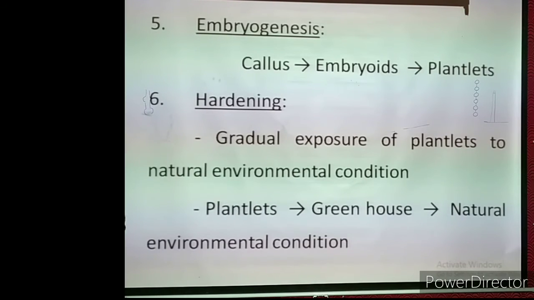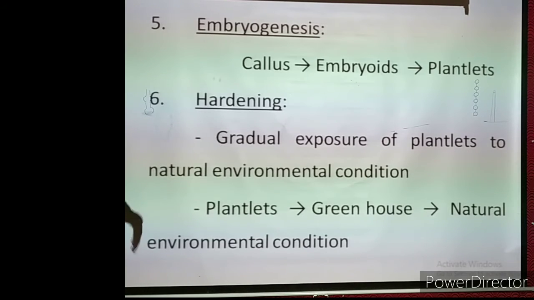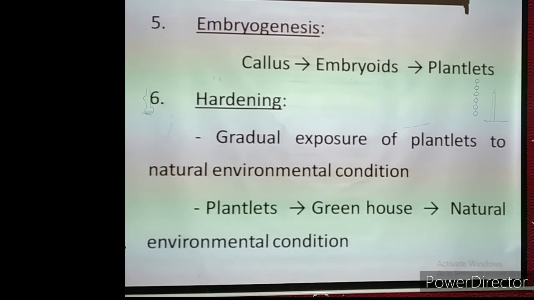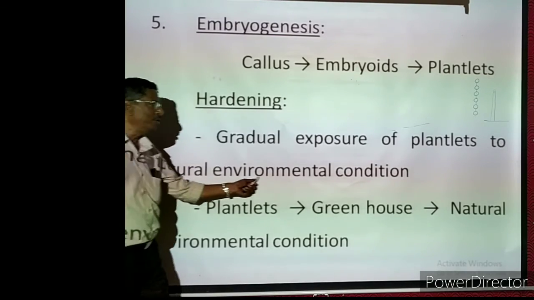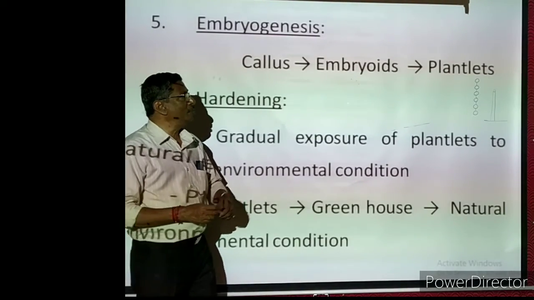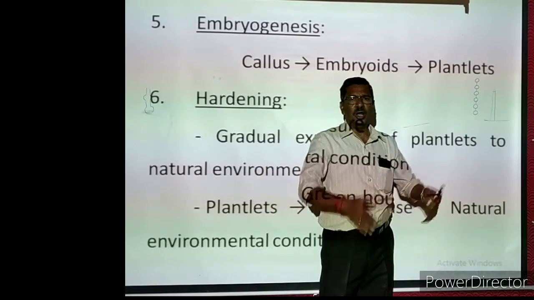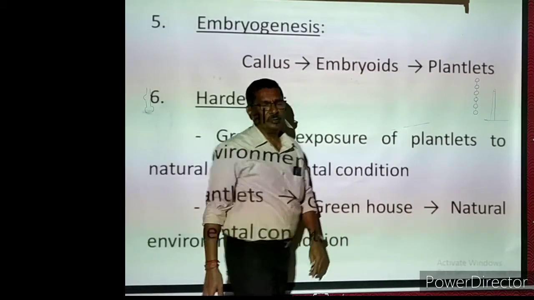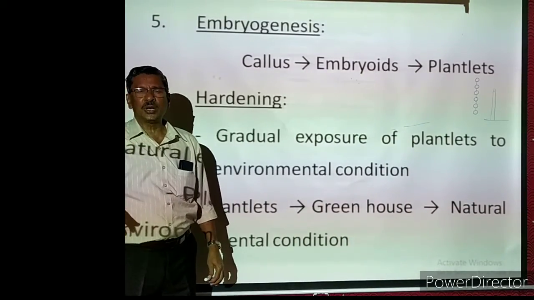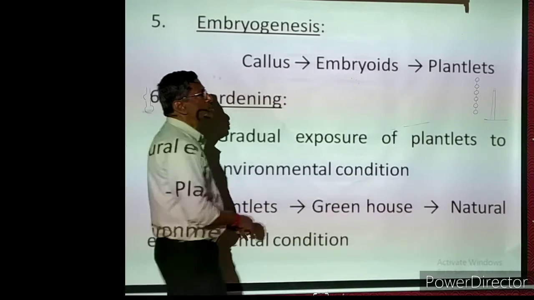What is the natural environmental condition? Garden. Garden is a natural environment. Plant nursery we can say. Or the field where we are growing the plant, that is called a natural environmental condition. Suppose plantlets are there in the laboratory, all of a sudden you cannot take them to the garden and keep them, because the natural climatic condition will affect them, so all the plantlets will die.